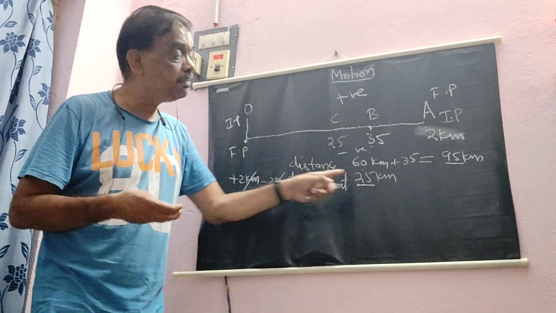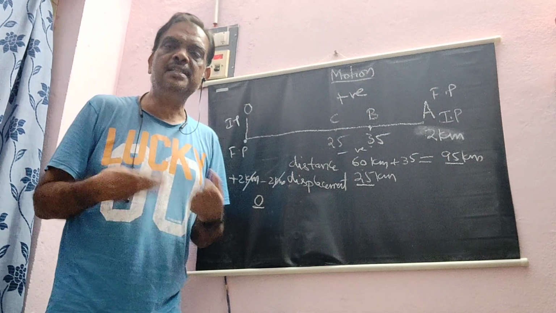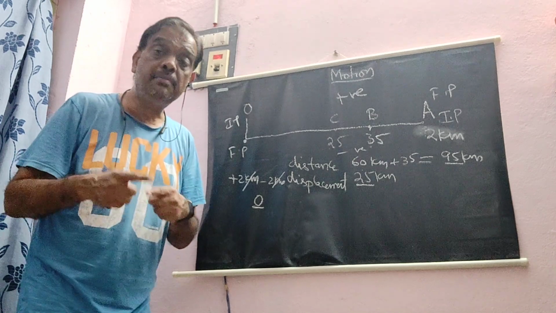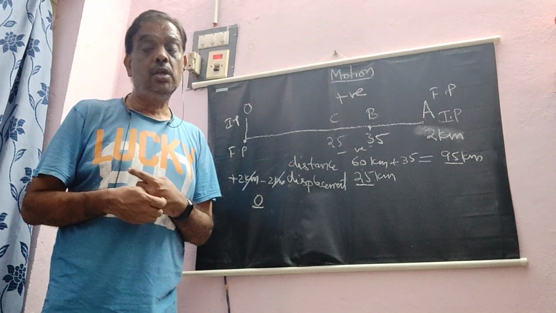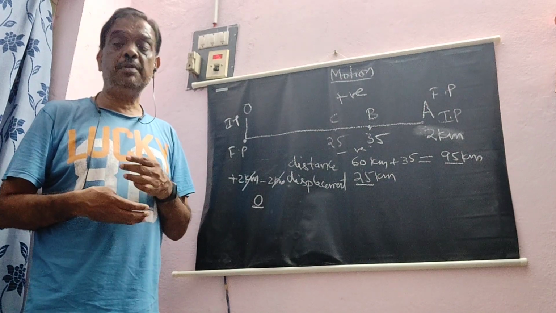Distance can be added by simple arithmetic means. You can add distances easily, that is a scalar quantity. Displacement cannot be added by simple arithmetic, but there is a method of addition of vectors. So these are a few differences between distance and displacement.